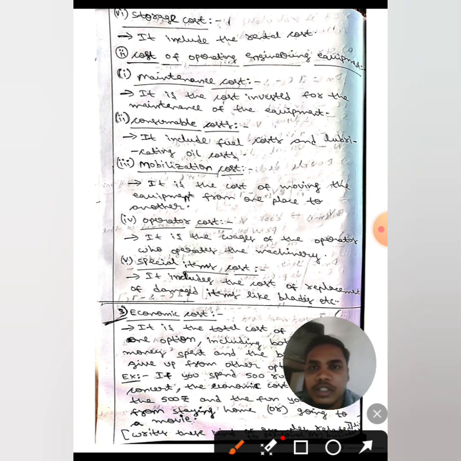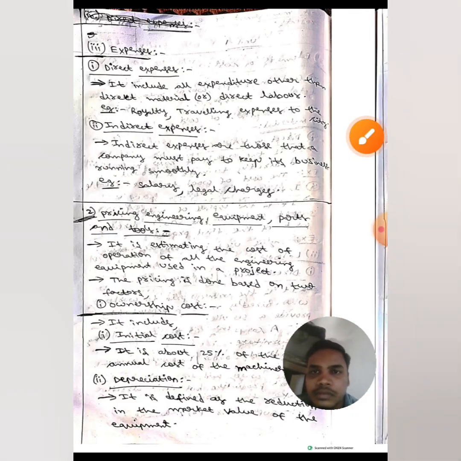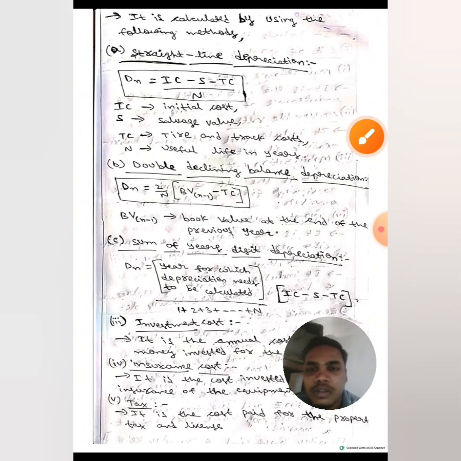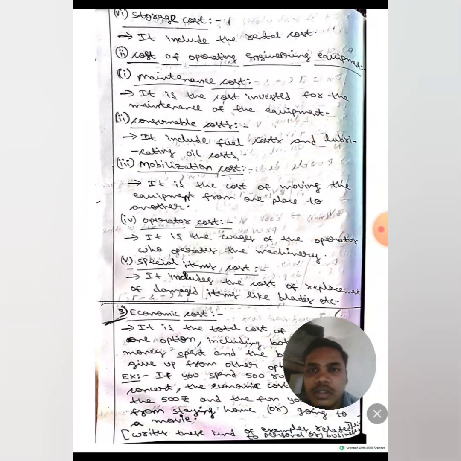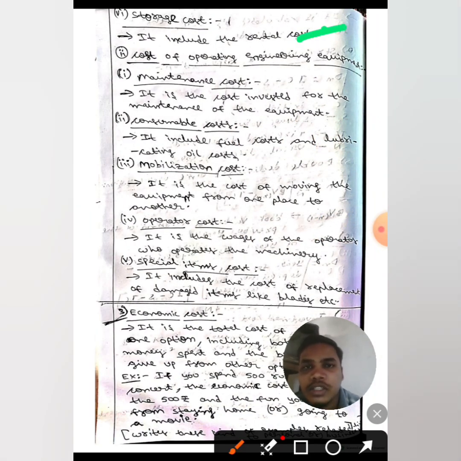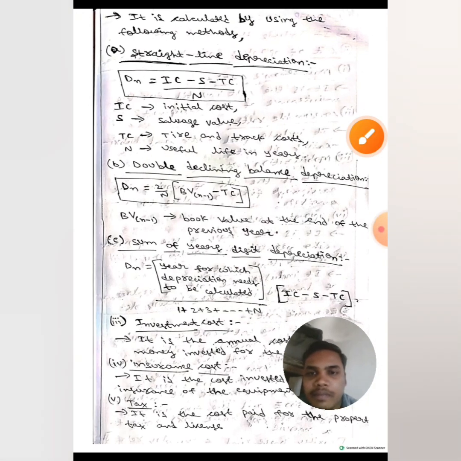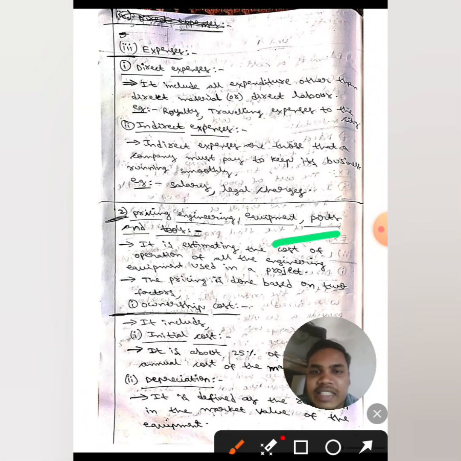Here, as I told you, this pricing depends on two factors. The first one is ownership cost. Up to this point these are all ownership costs, whereas this is the second factor. It is the cost of operating engineering equipment. This is all about pricing engineering equipment parts and tools.